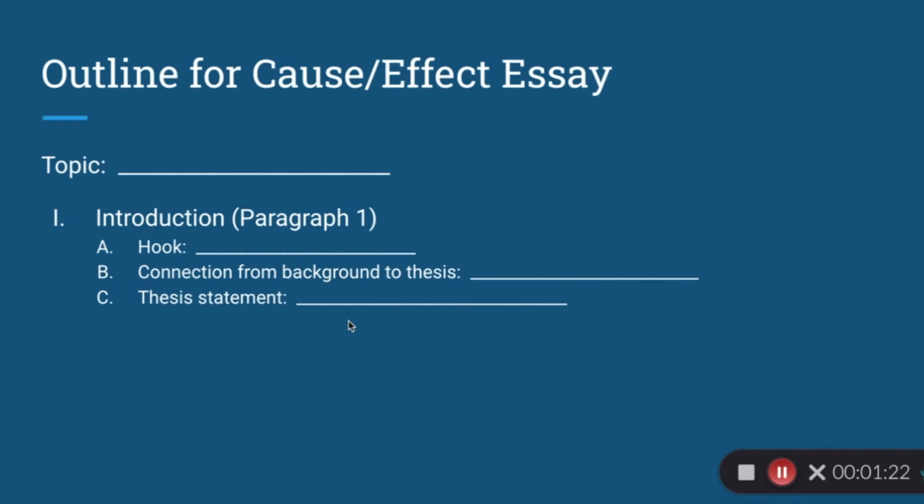So what we need to do next is make an outline for the cause-effect essay. Here's an example outline that you could use to prepare for this essay. First of all, you write your topic here, which would be cell phone use on students. Then you decide if you're going to focus on the causes or the effects. For this essay, it's better to focus on the effects because there are more of them than the causes. You can find more information out there about the effects of cell phone use on students.